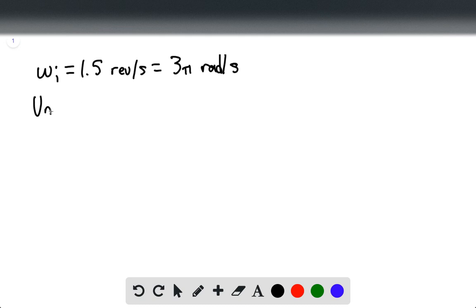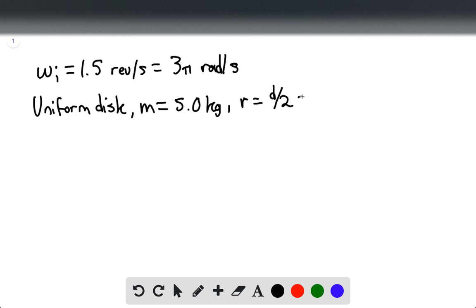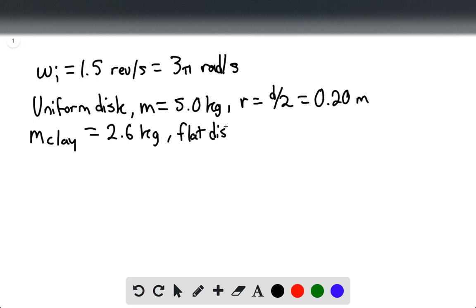So we have a uniform disk. Again, this is the mass of the wheel itself. So the mass equals 5 kilograms, and the radius equals d over 2, or 0.20 meters. We have the mass of the clay, and this is going to be 2.6 kilograms. It is also a flat disk, and we have a radius of 7 centimeters, or 0.07 meters.